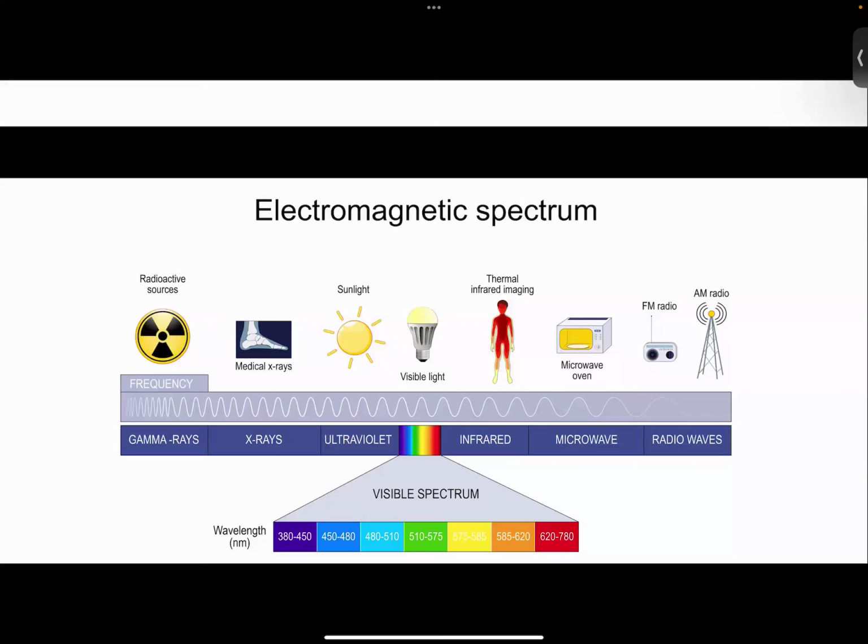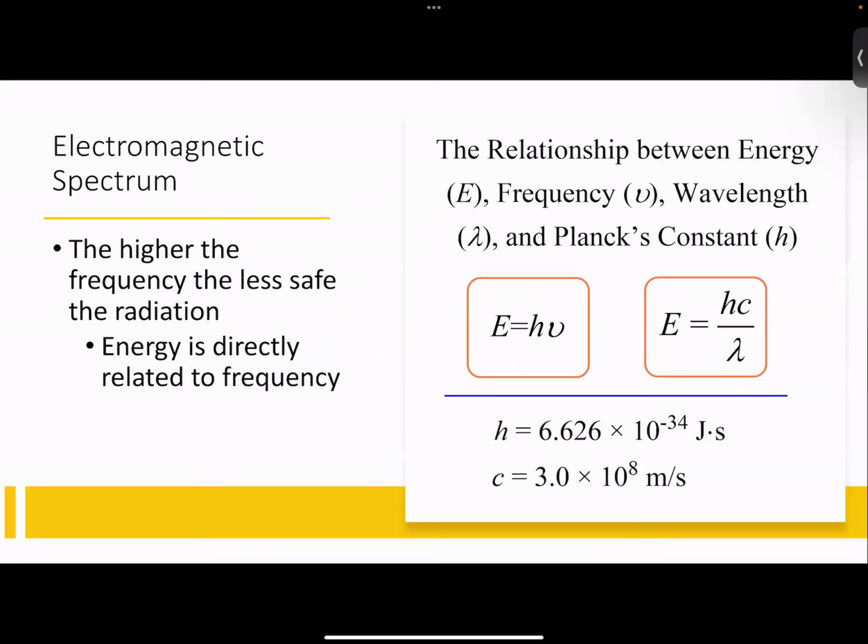Basically, when we're talking about that bad radiation, the reason it's so bad is because of its energy. The energy associated with that photon of light or radiation is equal to Planck's constant times the frequency. The energy and the frequency are directly related to one another. The higher the frequency, the higher the energy. They're directly proportional to one another.